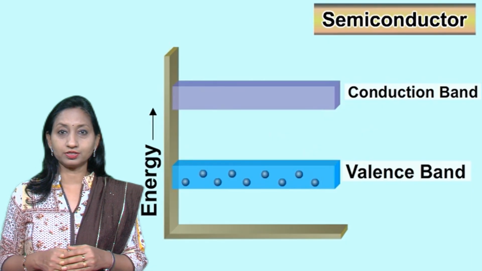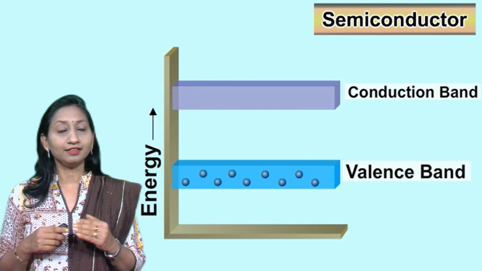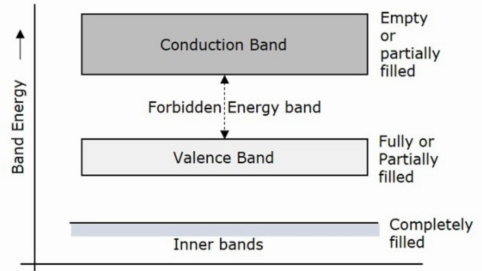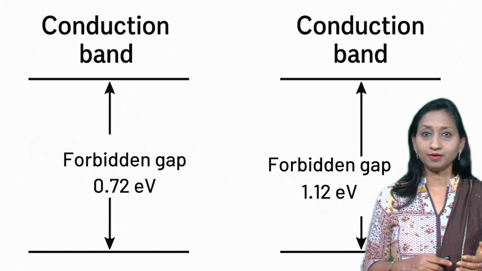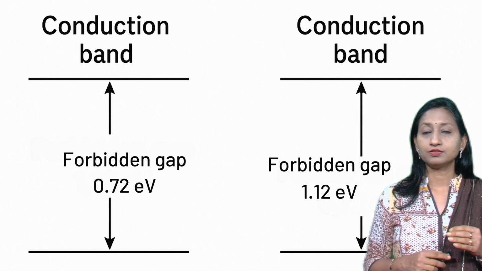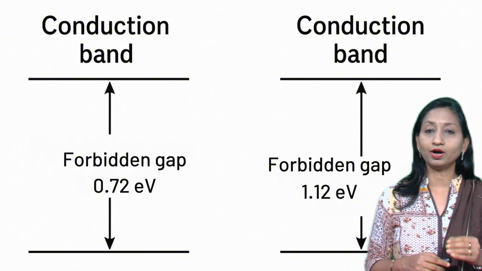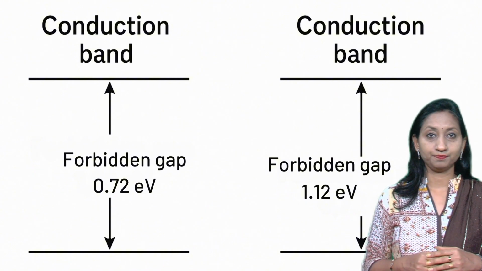The figure shows the conduction band, valence band, and the forbidden energy gap of a semiconductor material. In the energy band diagram of semiconductors, the conduction band is empty and the valence band is completely filled, but the forbidden gap between the two bands is very small, about 1 electron volt. For germanium, the forbidden gap is 0.72 eV, and for silicon it is 1.1 electron volt.